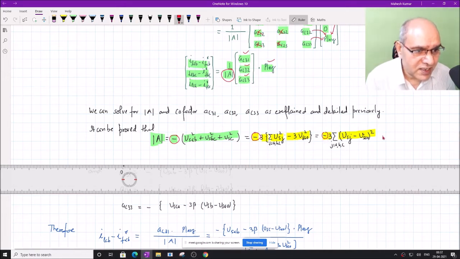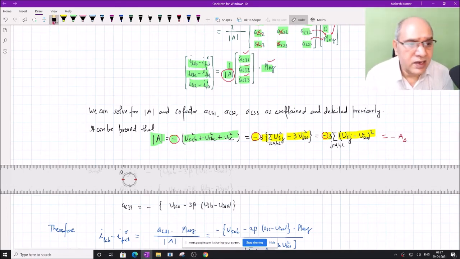So I can say this is equal to minus delta. The previous one we have noted by delta, meaning the determinant of the matrix. So the negative of the previous one is equal to this determinant. Keep in mind, it's easy to remember that for this matrix the determinant is just the negative of the previous one.